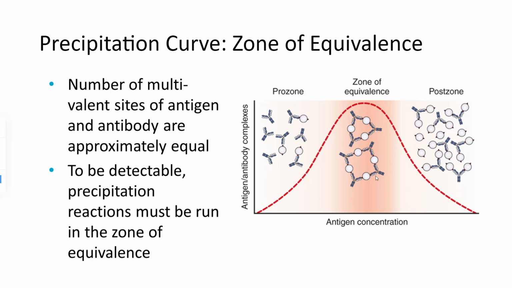If we start to have too much antigen, each one of these binding sites is actually going to be blocked with antigen. So you're not going to see any of that lattice formation happening, and it's not going to be detectable with the naked eye. In the prozone, you don't have enough antigen. So if you don't have enough antigen, then you definitely can't form those complexes.